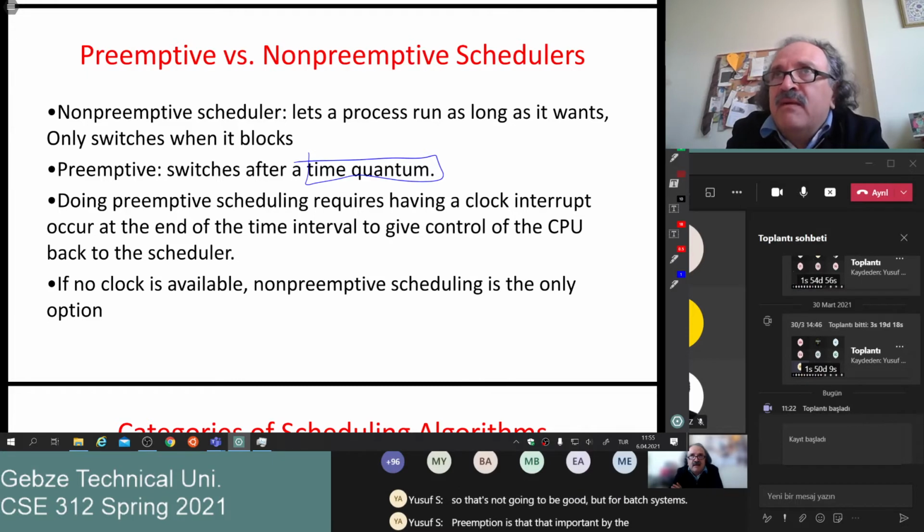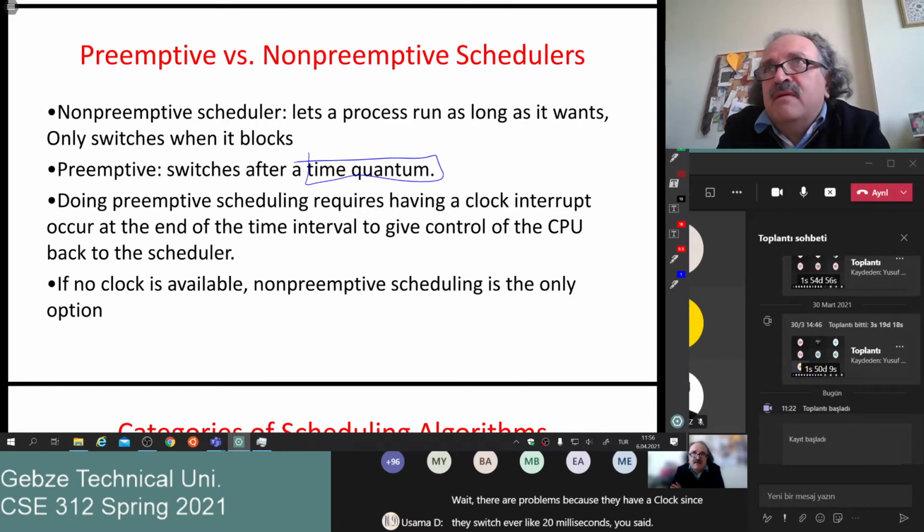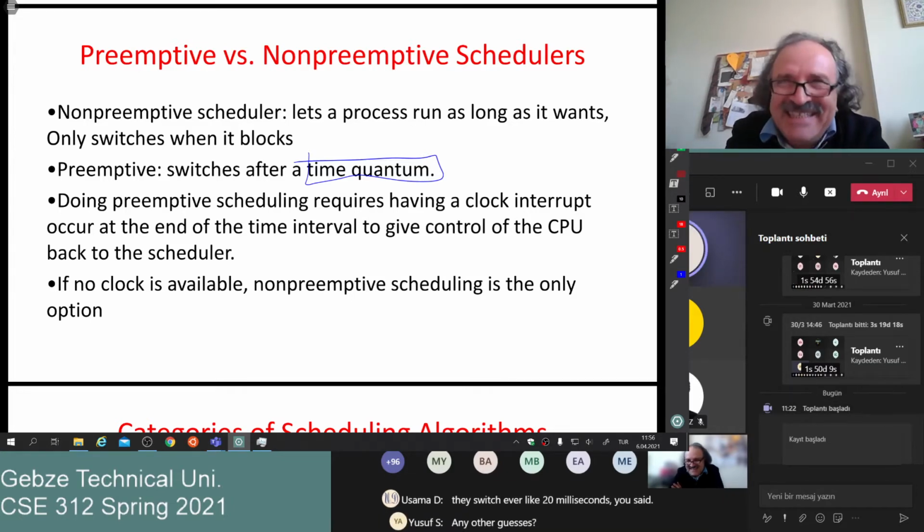By the way, what do you think? Are real-time systems preemptive or not? Wait, they are preemptive because they have a clock since they switch every like 20 milliseconds, you said? Any other guesses?